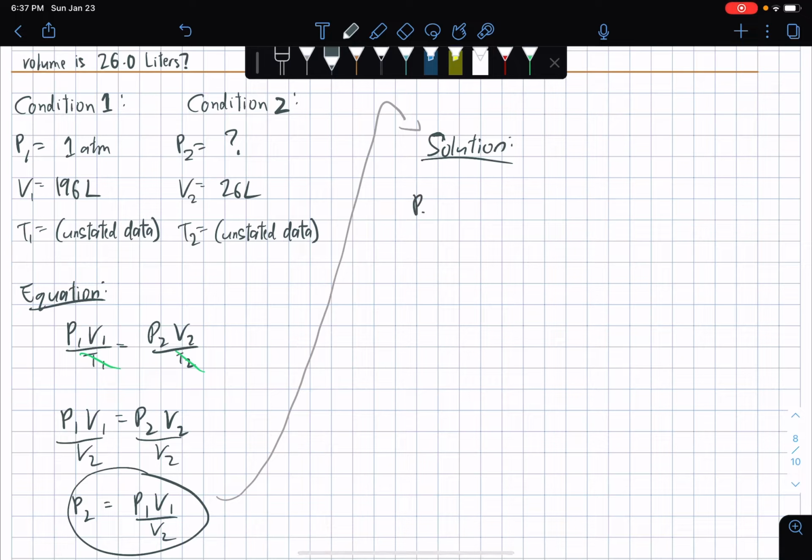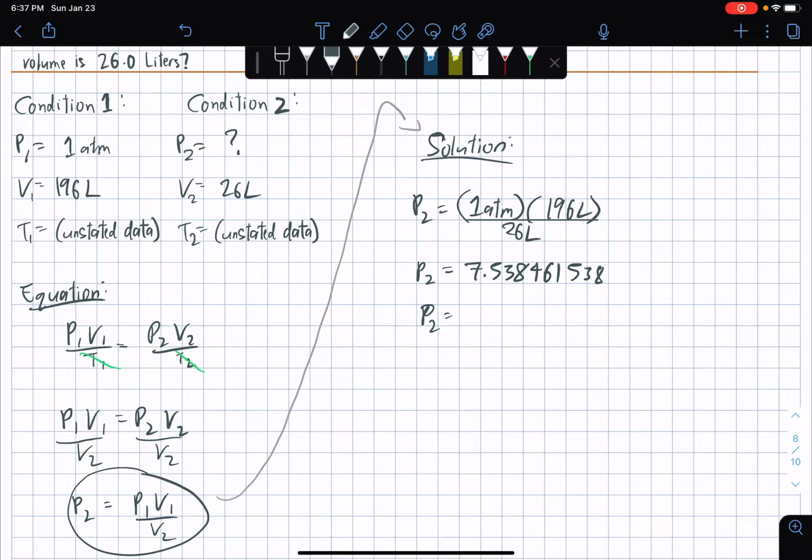Alright, P sub 2 is equivalent to 1 atmosphere times V sub 1, which is 196 liters, divided by V2, which is 26 liters. With that, place that in the calculator and we get 7.538461538. Alright, with that, round it off to 5 significant units. 7.53846 atmosphere. That is our final answer.